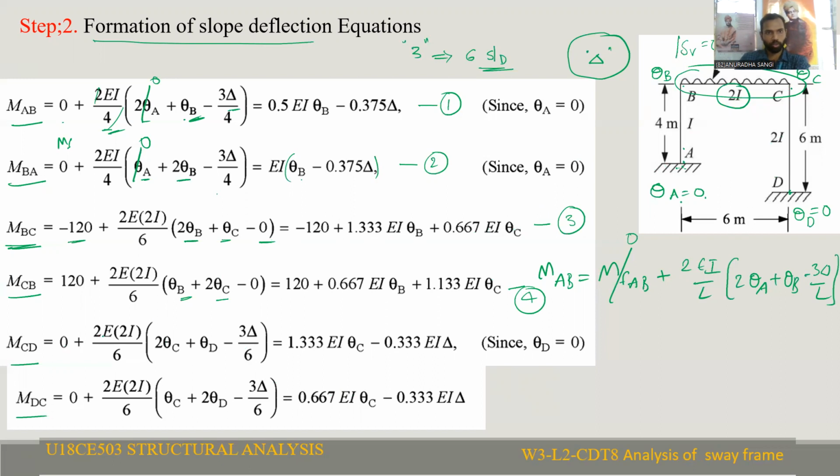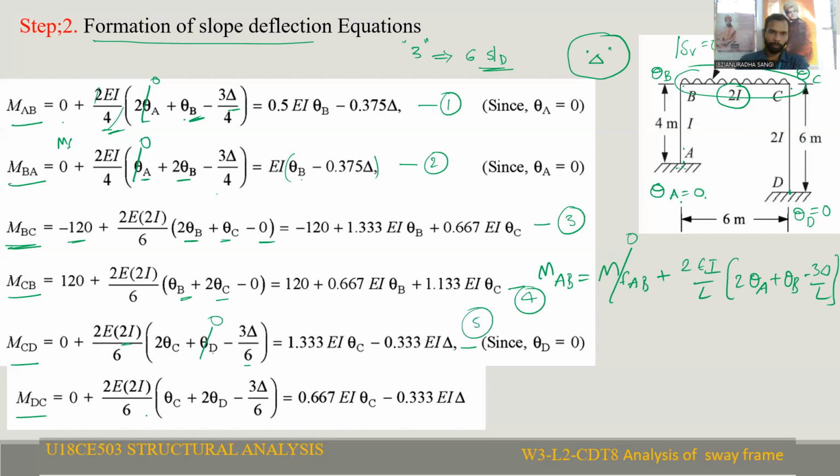MFCD plus 2EI by L theta B plus 2 theta C minus 3 delta by L, 2 theta C plus theta D minus 3 delta by L. L is equal to 6, the CD span is 6 meters. So you can solve this equation by substituting theta D is equal to 0, I is equal to I. If you solve it, you will get another equation. This is equation number 5.